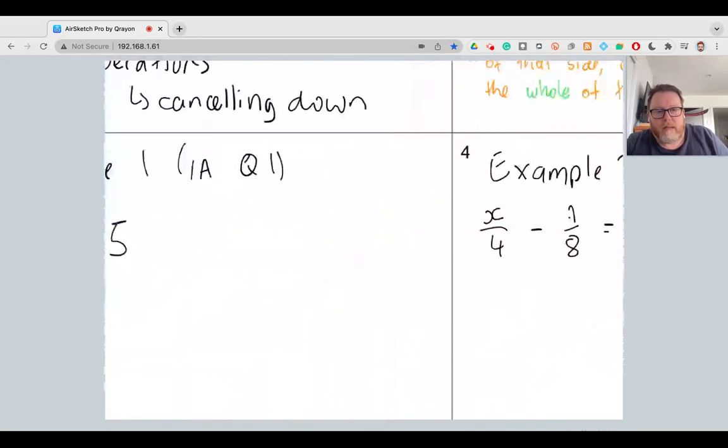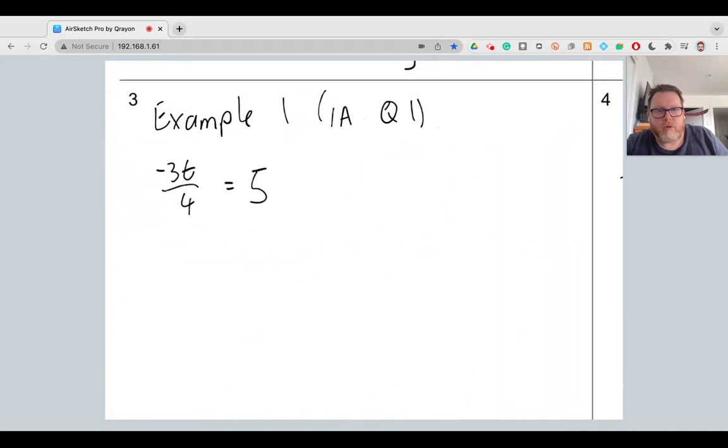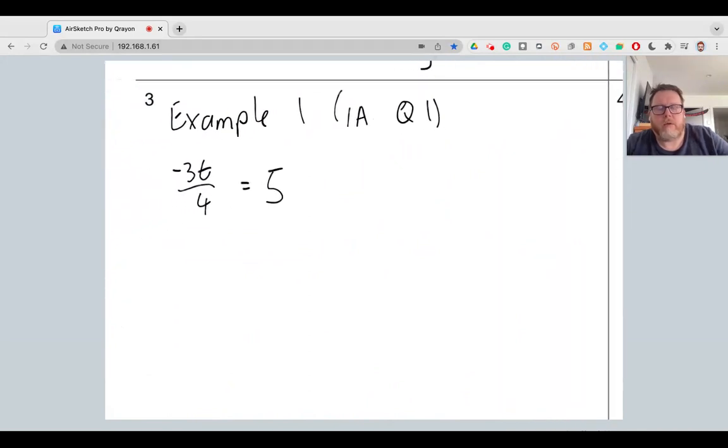So let's have a look at example 1. And then I might zoom out so you can see the whole 4 sections at once. We've got negative 3t over 4 equals 5. Now, in this case, the left-hand side is just one expression, negative 3t over 4. The right-hand side is just an expression, 5.